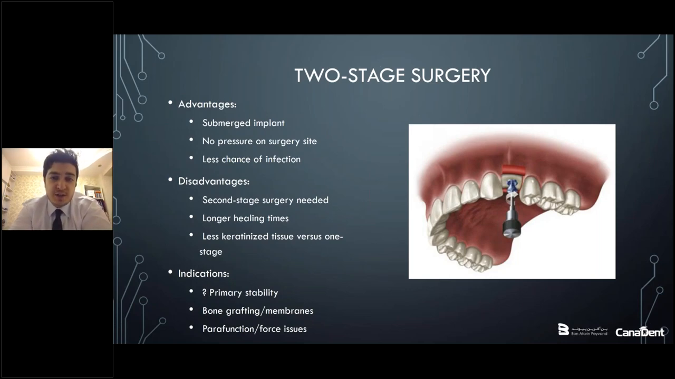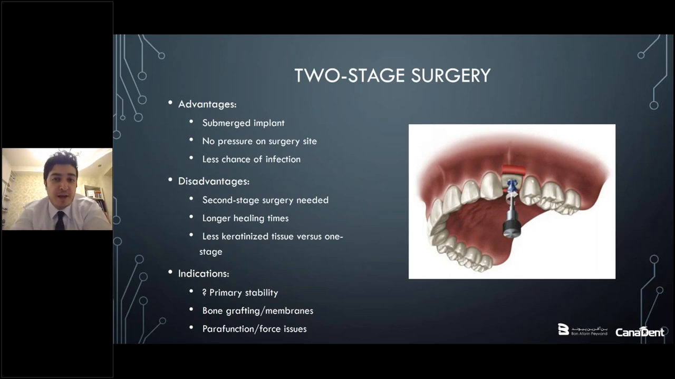The advantage of this system is that the implant is submerged and no pressure would be on the site of the surgery, and the infection would be less. But the disadvantage is that we have forced the patient to have a second surgery, and the healing time will be much longer because the second surgery will need its own time to heal the soft tissue. And because we have to replace two flaps, the keratinized tissue would be much less versus the one-stage surgery.